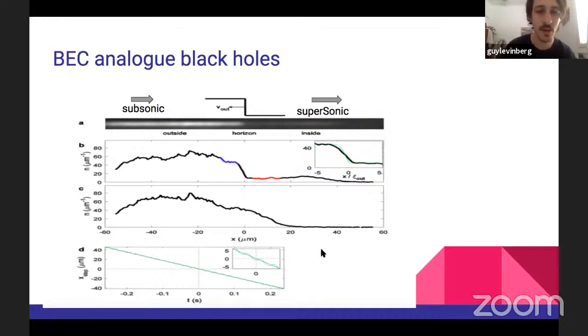They've done several experiments with it. They try to make an oscillating black hole, which is another phenomenon, but I'm not going to speak about this one.